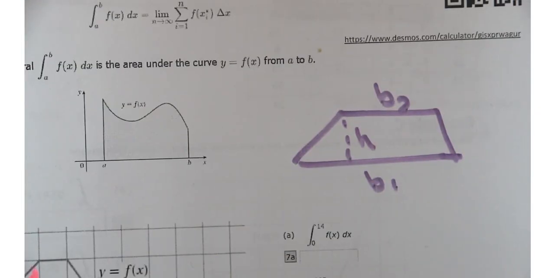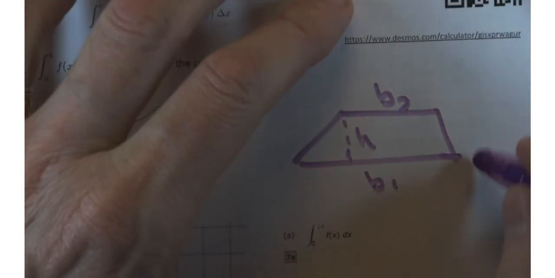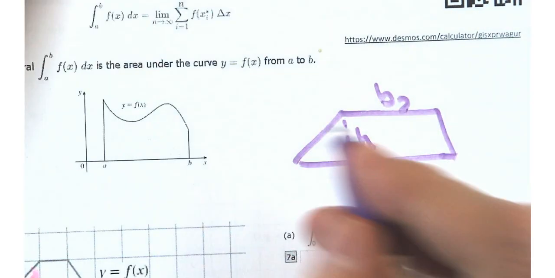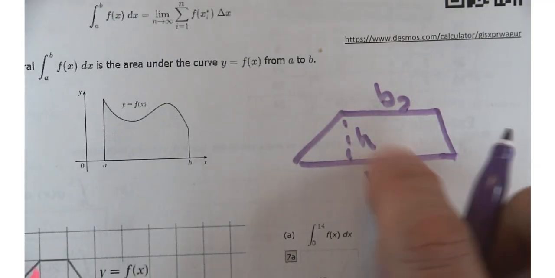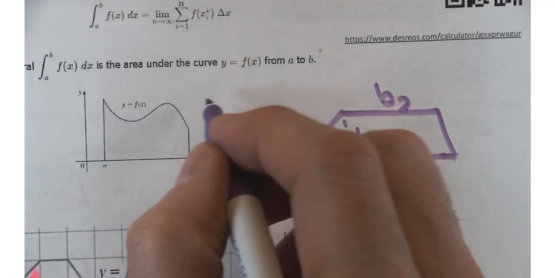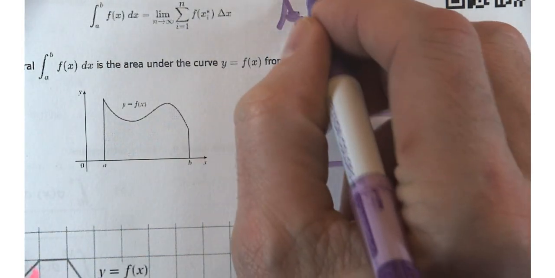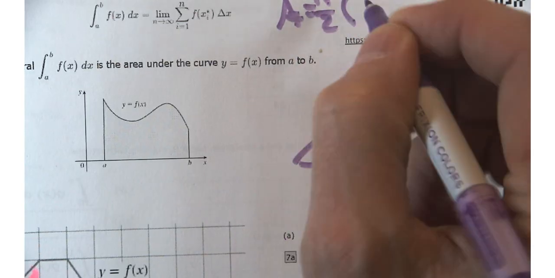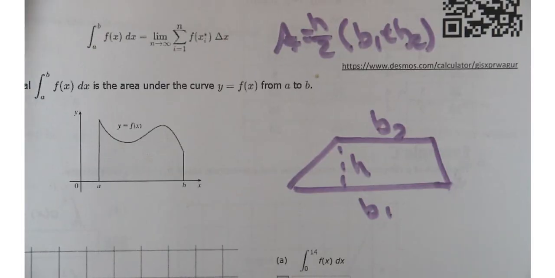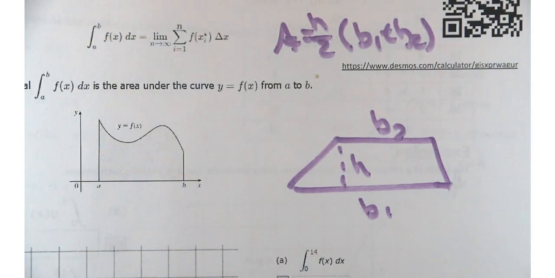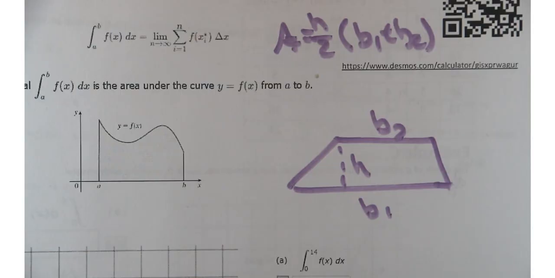So if you want to find the area of a trapezoid, there's a nice little formula you can use. It's going to be 1/2 the average of these two times the height. So basically our area is going to equal h over 2 times b1 plus b2. So that's the area of a trapezoid, and we can use that formula to find the area underneath the curve between, say, 0 and 14 here for us.